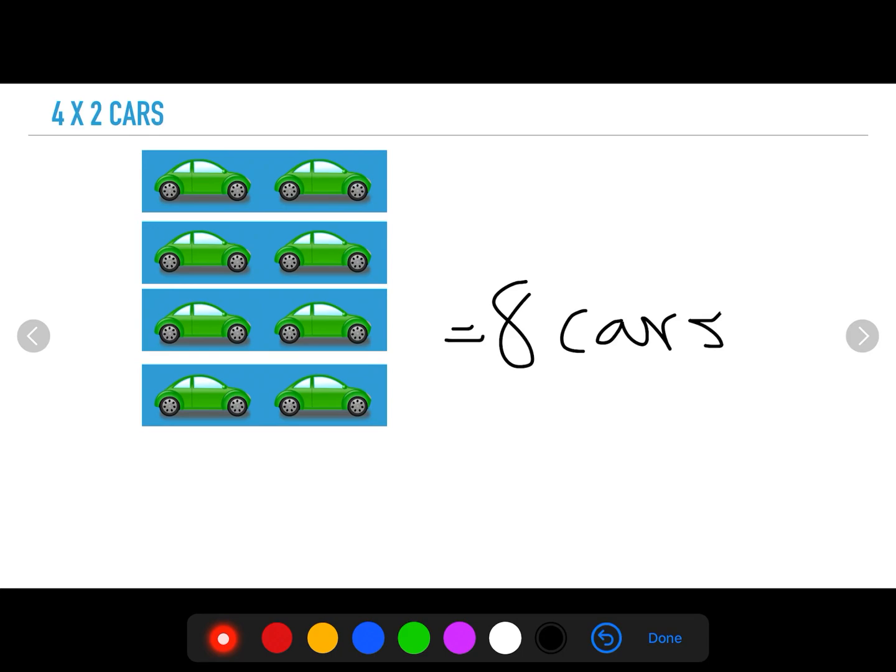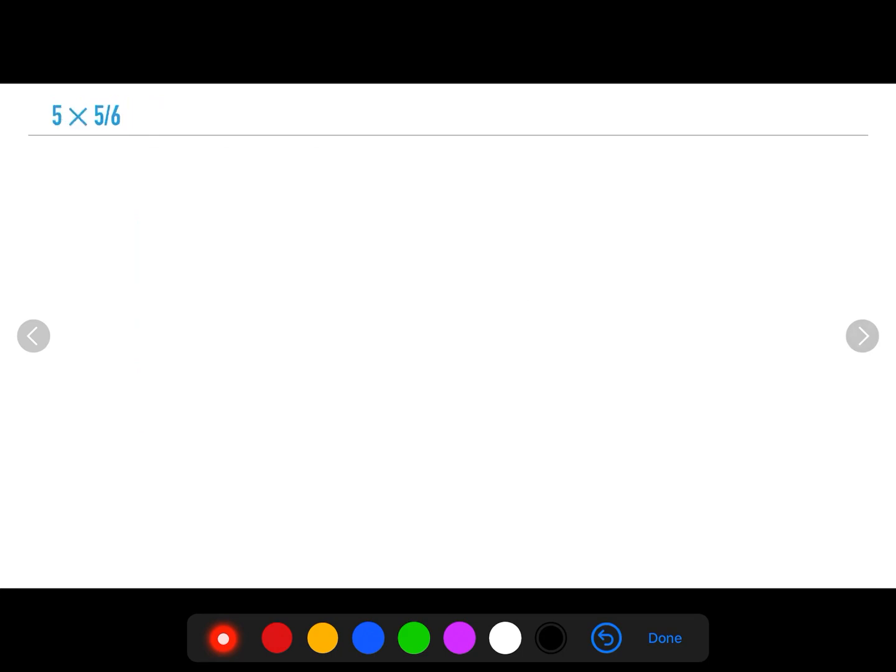Today we're going to continue with this same idea, only we're adding in repeated addition. So I want us to focus on 5 times 5 sixths. And we're going to start with our tape diagram strategy. Well, 5 times 5 sixths is the same thing as saying 5 copies of 5 sixths. So we're going to do the same thing we did with our cars. We're going to keep making copies of 5 sixths.